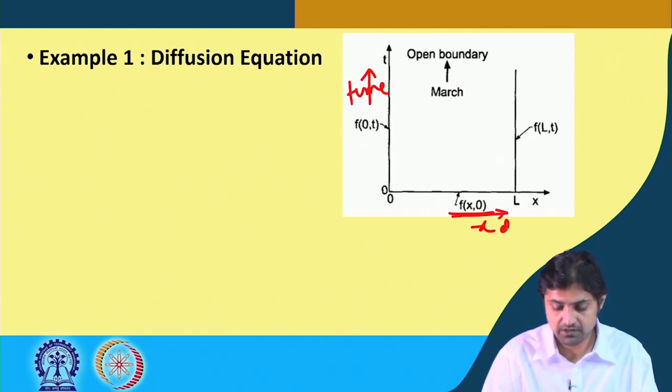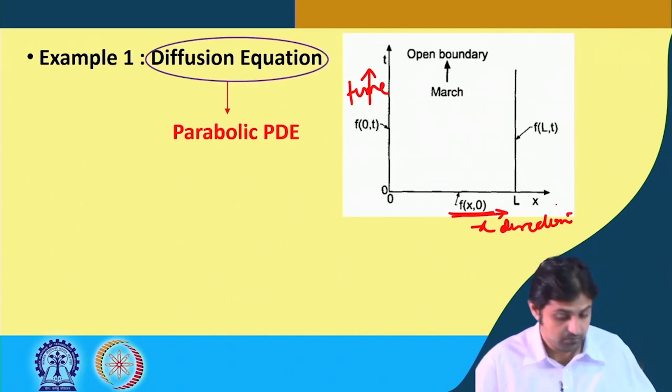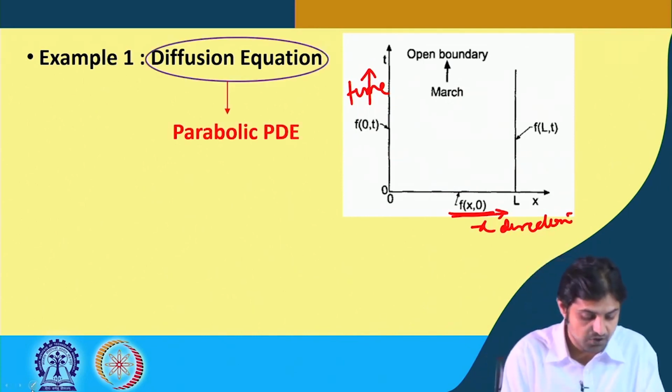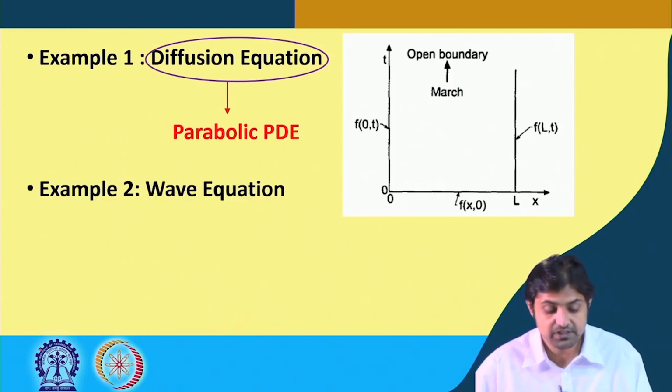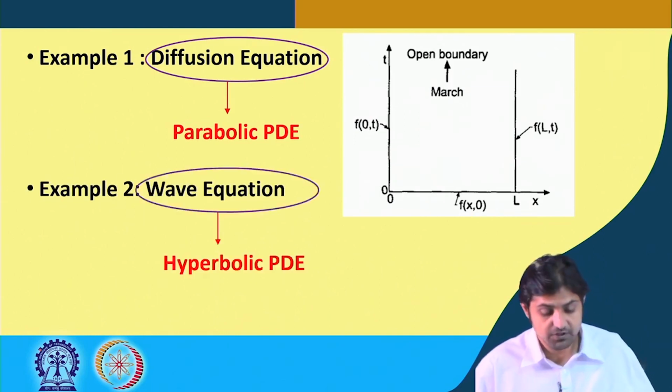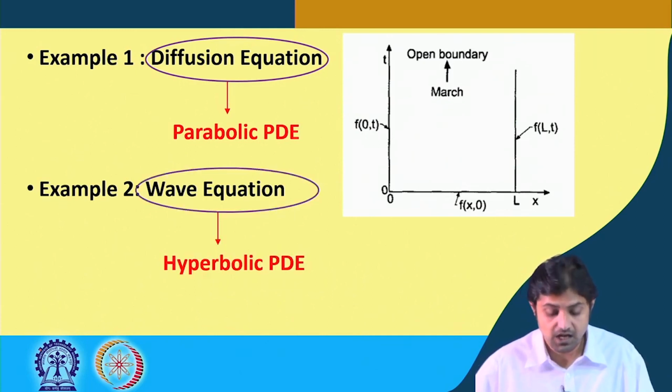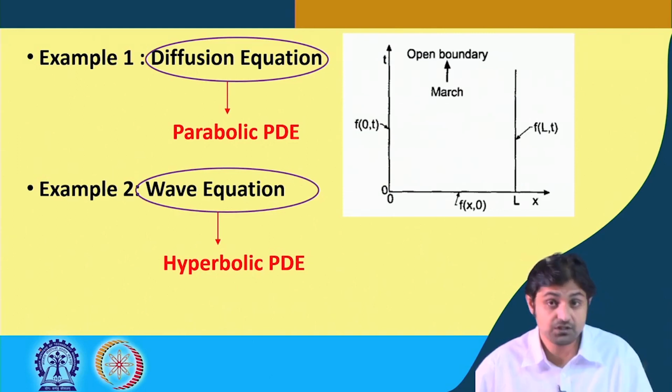This is x direction. So, these are solved by the parabolic partial differential equation, the parabolic PDE, the diffusion equation. The second example is a wave equation. The wave equation is solved by the hyperbolic PDE, the hyperbolic partial differential equation.